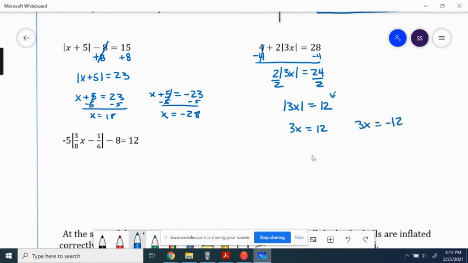All right, and we're going to solve these the same way. Just divide by 3. And so I'm left with x can either be positive 4 or negative 4.